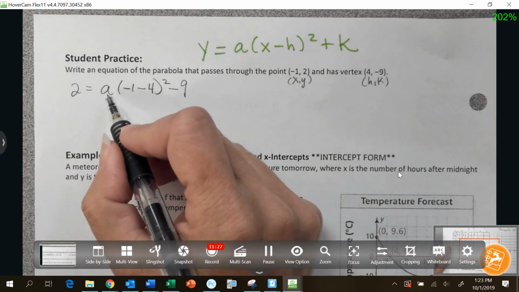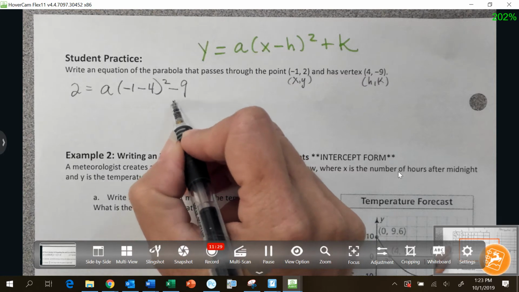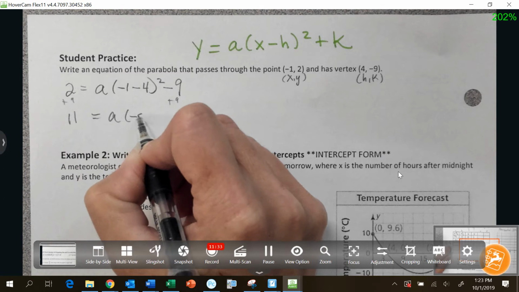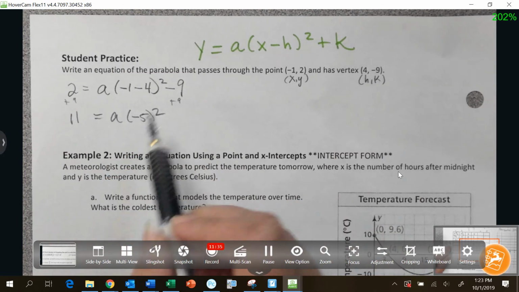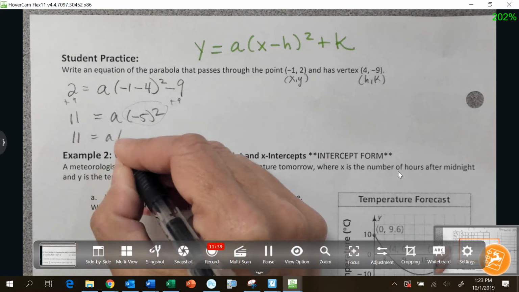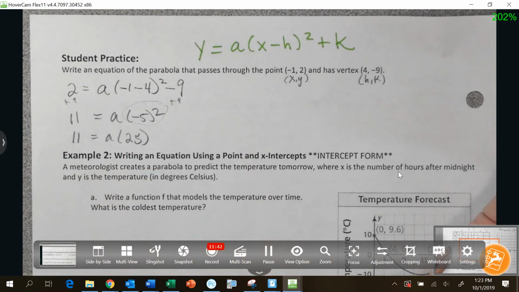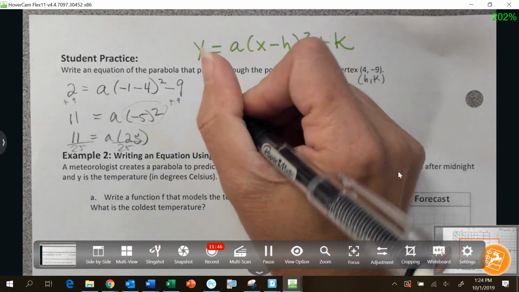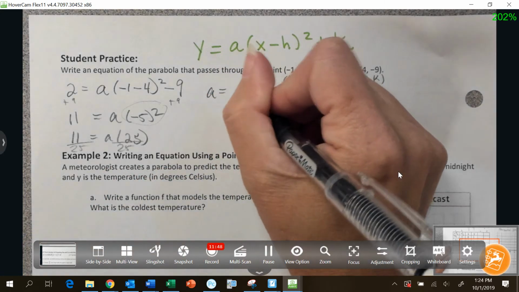Now we're going to solve for a. So we're going to add 9 to both sides. Get 11 equals a times -5 squared. And then I'm going to square this. So I get 11 equals a times 25. Divide both sides by 25. And we get our a value is 11/25.